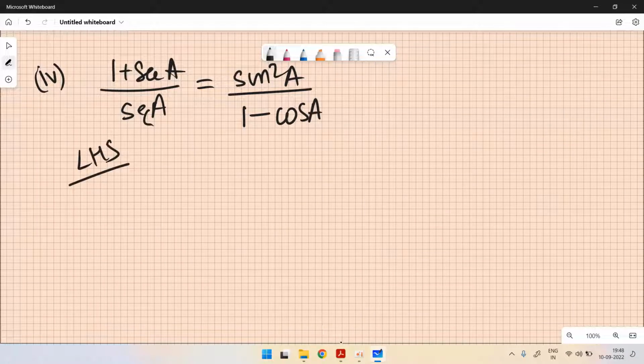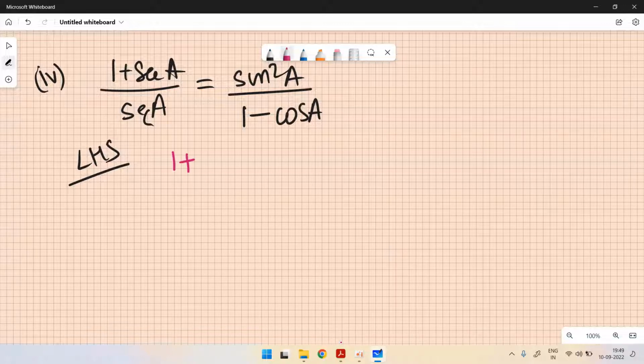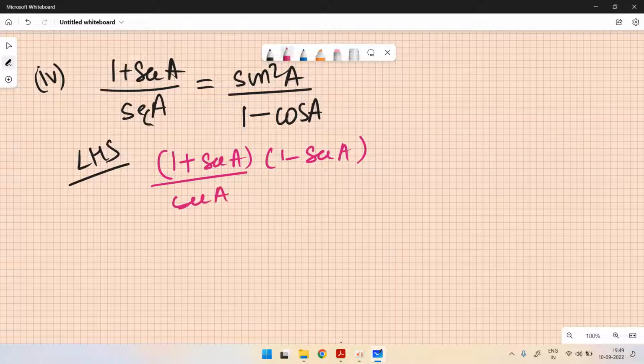See, there is 1 minus cos A, there is secant A. This will never be possible unless I multiply and divide by secant A. So for the LHS, what I will be doing is, since there is 1 minus, I can write it as 1 by secant A. The numerator is already secant A, the denominator already has secant A, and I am multiplying and dividing by 1 minus secant A.